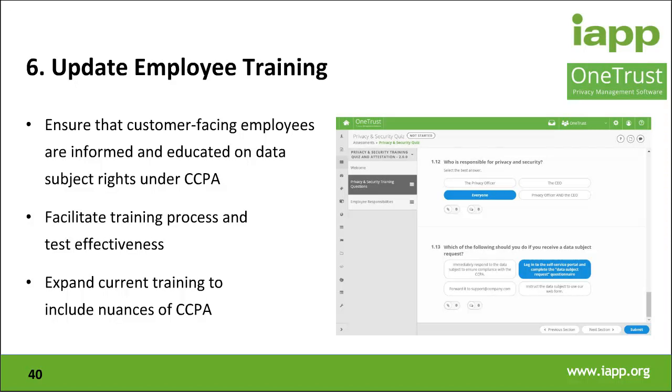If you look at 1798.130 and 135, you'll see that the scope is not everyone in the entire company, but the individuals responsible for handling the consumer inquiries. So that's important to note. And those individuals need to be informed of all the requirements and how to direct consumers to exercise their rights.